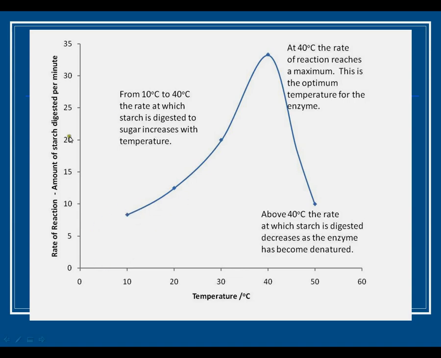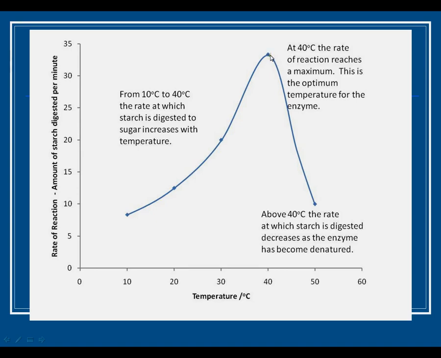As the temperature goes up, you can get to a rate of about, it looks like, 34 grams of starch per minute, and that temperature is about 40 degrees. So this right here would be the optimum temperature for this enzyme. It can function when it's colder and it can function when it's warmer, but it's just not going to be as efficient.